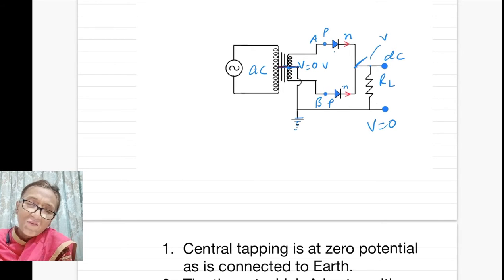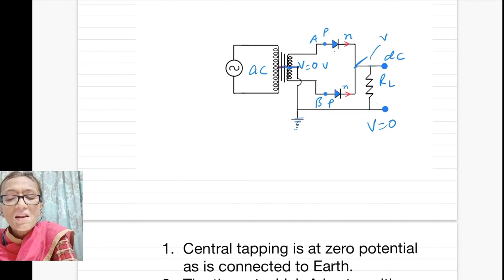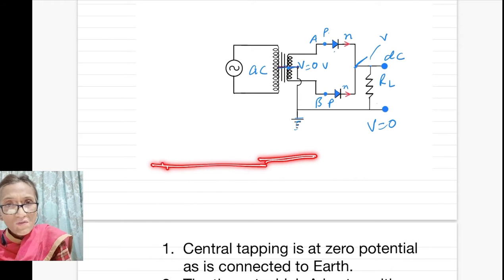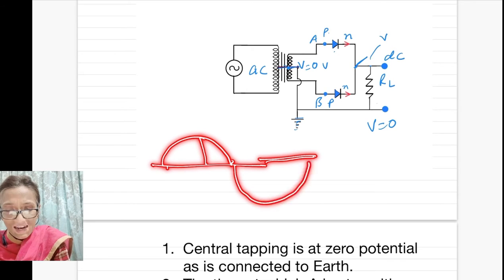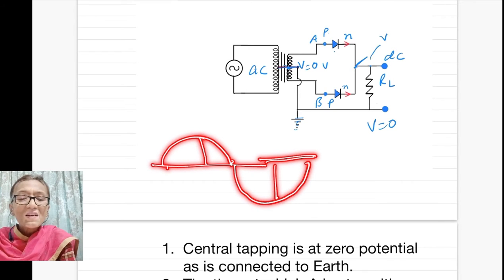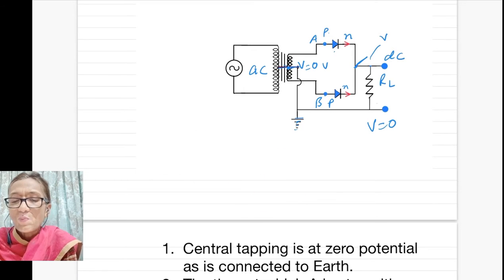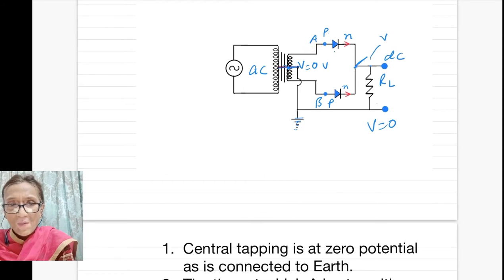But what happens after half time period? After half time period, now A will be at negative potential because the direction of current changes. In AC, for the first half time period, the direction is positive, then in the second half time period, the direction should be negative. So A will be at negative potential in the second half time period and B will be at positive potential. Now again current will flow through load resistance, but not due to this diode.